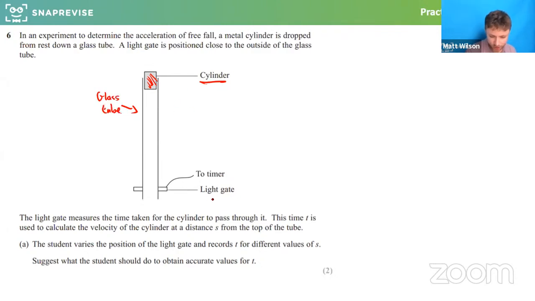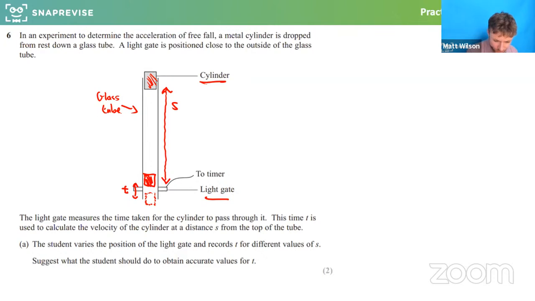A light gate. Okay, we see that it is positioned close to the outside of the glass tube. The light gate measures the time taken for the cylinder to pass through it. This time t is used to calculate the velocity of the cylinder at distance s from the top of the tube. So the cylinder is going to fall a distance s, and then the light gate is going to measure the time it takes for the cylinder to pass through. That means the time taken to go from being on one side of the light gate to the other. It's going to measure this time interval here.